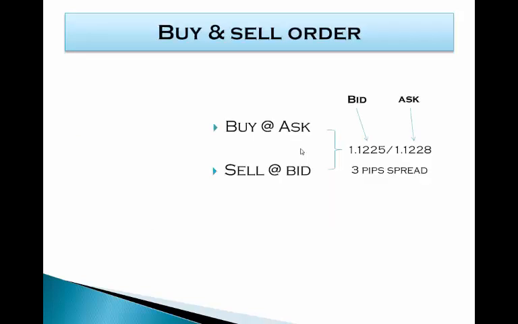Now, buy and sell orders. Basically, we talk about buy and we talk about sell. Of course, in the currency market, there are always two prices. We call them the bid and asking price. You can see in this example on the screen, 1.1225 is the bid price, and the other price, 1.1228, is the asking price.